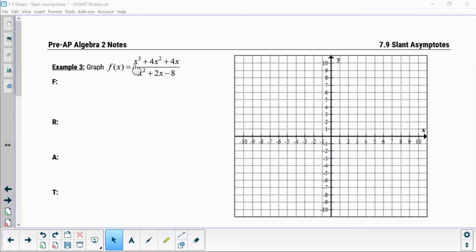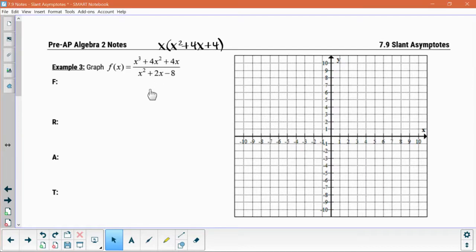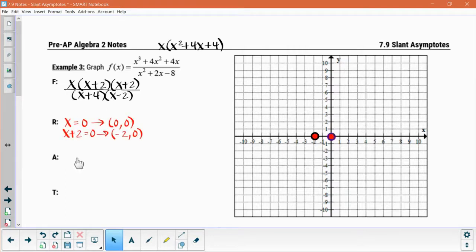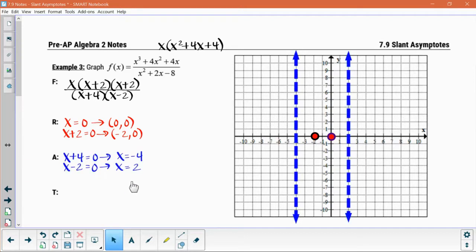Okay, example 3. I first notice my numerator has a GCF, so I'm going to pull that out first before I get into my factoring step. My numerator factors to be x plus 2, x plus 2. My denominator factors to be x plus 4, x minus 2. So my roots come from my numerator. I have 2: 1 at 0, 0, and 1 at negative 2, 0. My asymptotes come from my denominator. I have 2: 1 at x equals negative 4, and 1 at x equals positive 2.